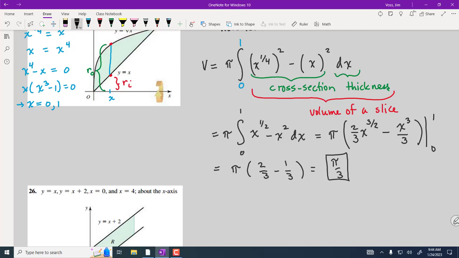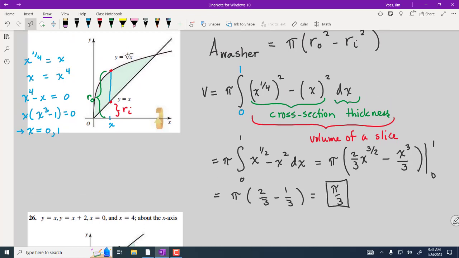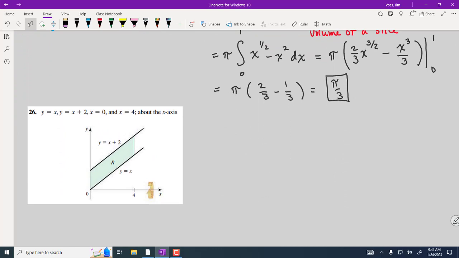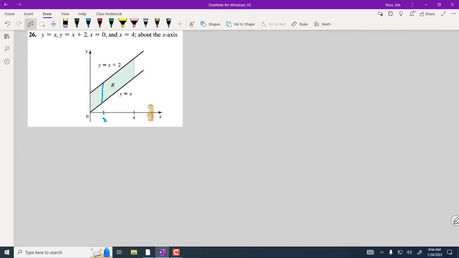Any questions on any step? Okay, let's do another one. All right. Once again, we're going to rotate around the x-axis. Once again, we want a washer. So the element that we're going to choose, the integration element, this thin rectangle, it's going to be vertical. We'll say that that's an integration element at a random x. When we rotate it around, it creates a washer.